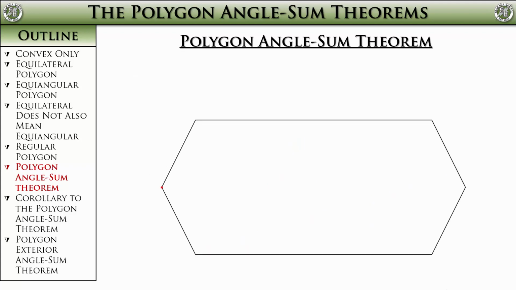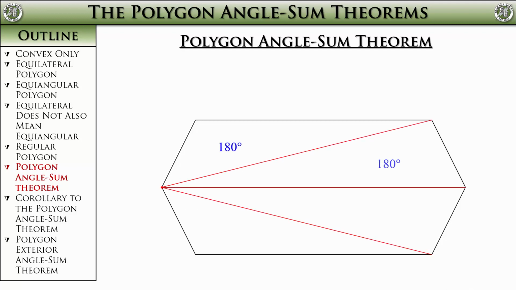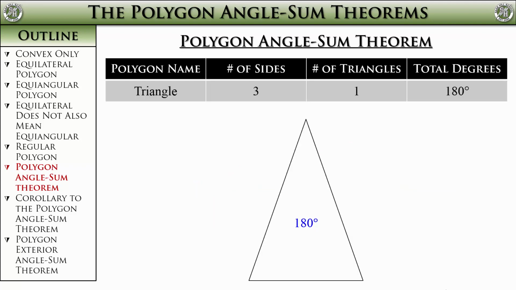One last quick example on this hexagon. We choose one random vertex, draw every diagonal in from there. In this case, that makes 4 triangles. Each one has 180 degrees, so we can figure out that the interior angles of a hexagon add up to 720 degrees. We could keep going, but there is a pattern here.